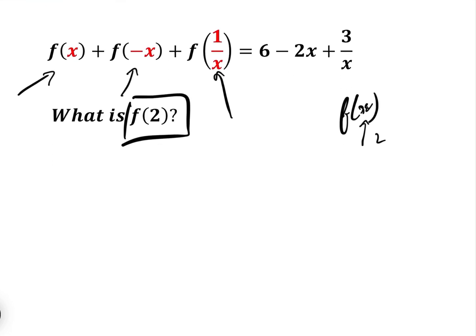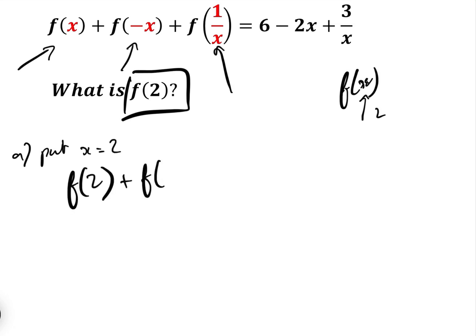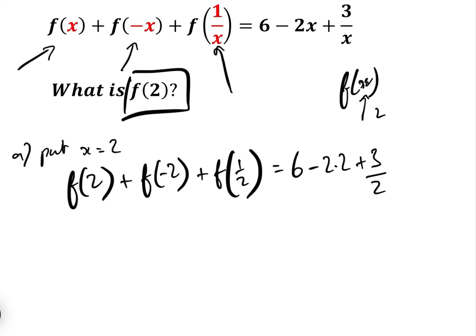So let's go. Okay, the first thing we're going to do is put in 2. So put in x equals 2, and that gives us f of 2 add f of minus 2 add f of a half equals 6 minus 2 times 2 add 3 over 2, which equals 7 over 2. And let's call that one equation 1.